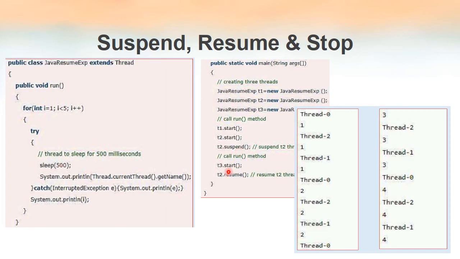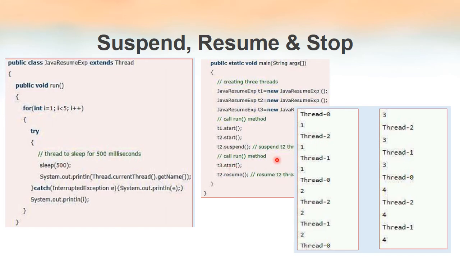And then we started T3. So we are getting the output as thread 2. I told you, since we are not giving the thread name, the default names of threads will start from thread 0, thread 1, thread 2, and go like that. So here T1 is thread 0, T2 is thread 1 and T3 is thread 2. Since T2 is suspended, we will not get the output of thread 1 here.